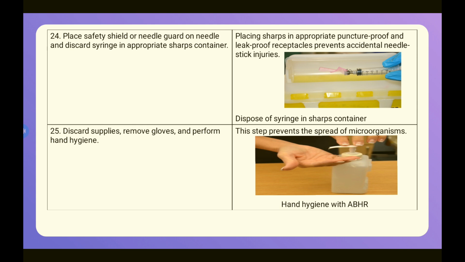Number 24. We place a safety shield or needle guard on the needle and discard the syringe in the appropriate sharps container. Placing the sharps in the appropriate puncture-proof and leak-proof receptacles prevents accidental needle stick injuries. Dispose of the syringe in the sharps container as you see in the image. Number 25. We discard the supplies, remove the gloves, and perform hand hygiene. This step prevents the spread of microorganisms, and we use the alcohol-based hand rub to clean the hands.